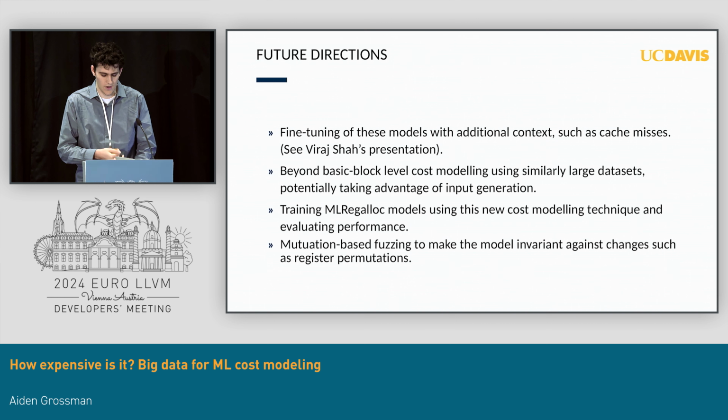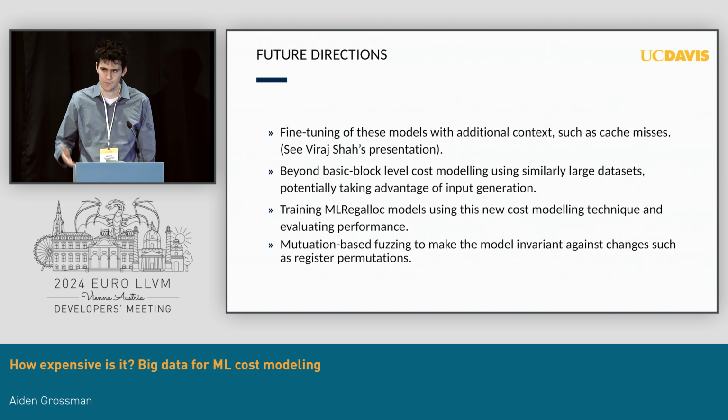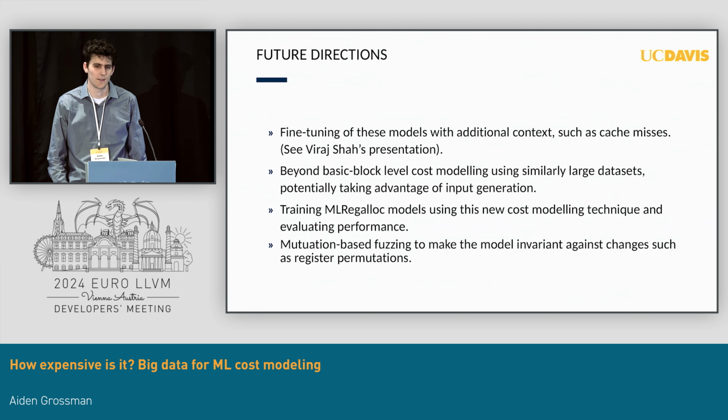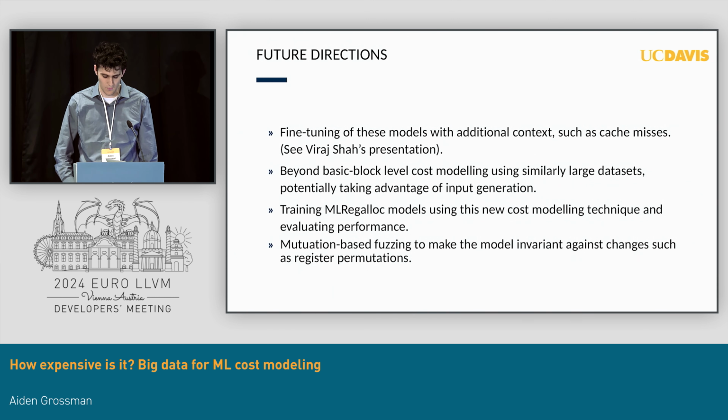And then in terms of future directions, we're looking at fine-tuning these models for execution information, like cache misses, like Viraj talked about earlier. Beyond basic block level cost modeling, so moving to things like whole functions. It's complicated by the availability of data, because basic blocks, you can sort of fudge your way through executing them, fudging the register values and the memory accesses. But as you get to more complex code, that becomes more difficult to do. But potentially taking advantage of input generation or input capture, we should be able to do that, and it would make these sorts of models significantly more useful.